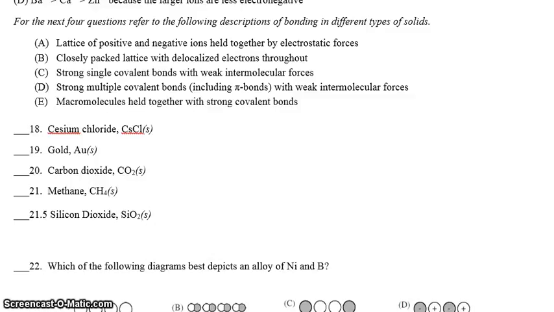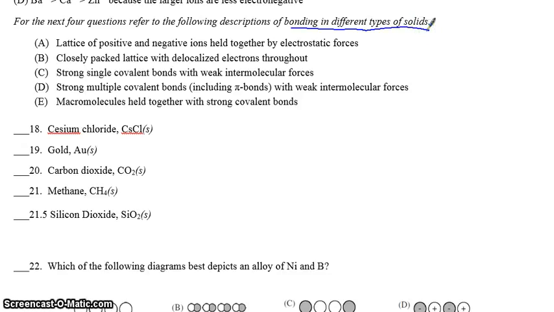This is video 2 of our chapter 8, 9 AP review. Let's look at a few questions here, 18 through 22. I went ahead and put in 21.5 just to make sure we have 5 possible options, and that allows us to review some of the concepts. So these are bonding of different types of solids.